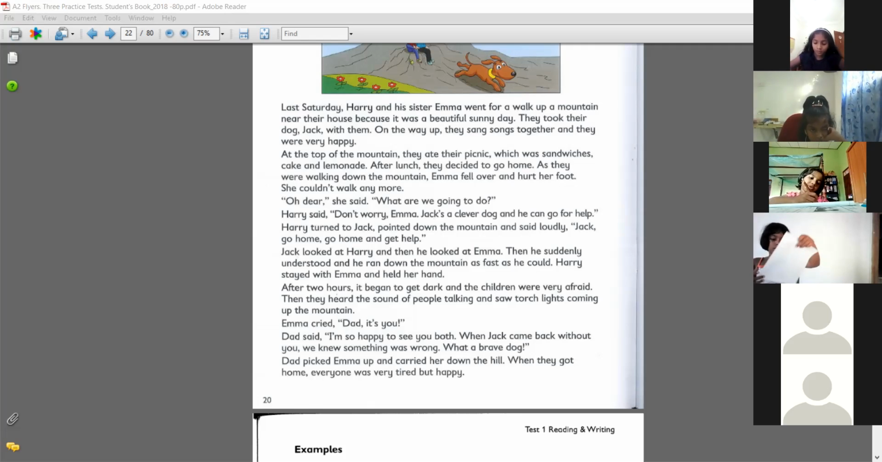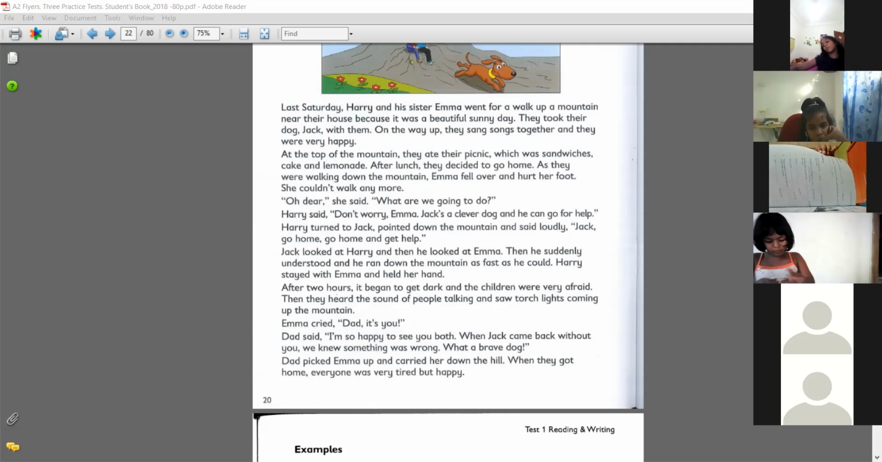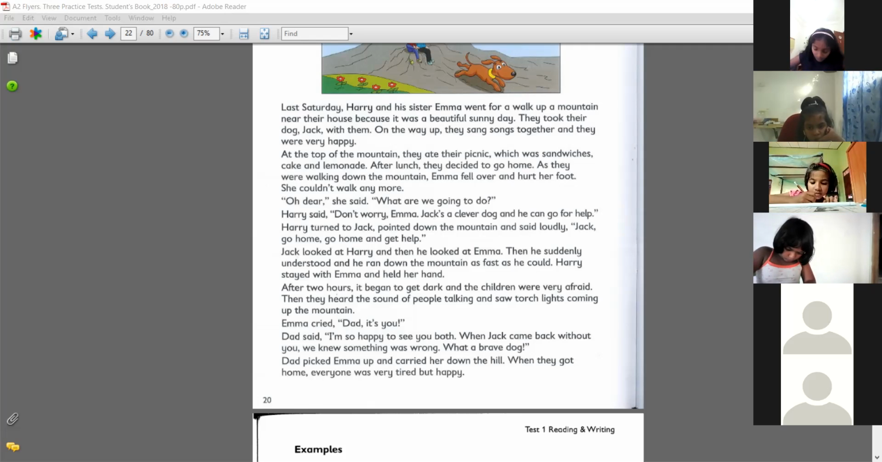Harry said, don't worry Emma, Jack is a clever dog and he can go for help. Harry turned to Jack, pointed down the mountain and said loudly, Jack, go home and get help. Jack looked at Harry and then he looked at Emma. Then he suddenly understood and he ran down the mountain as fast as he could.